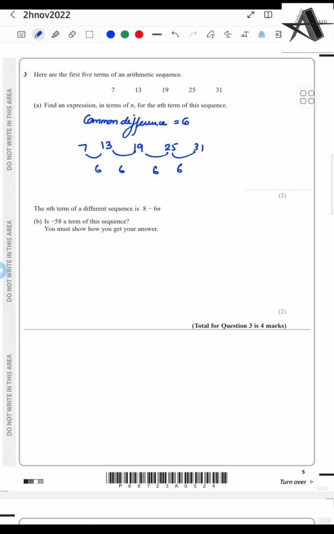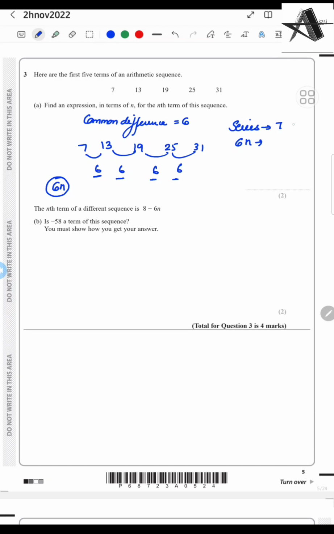Once you're done with finding this common difference, whatever the common difference comes out to be, that is 6, multiplied with n, because clearly this is a linear sequence. Whatever the nth term comes out to be, it's a linear expression. So multiply this with n. So 6n. Now I have to write my series, the original series, and the 6n series.